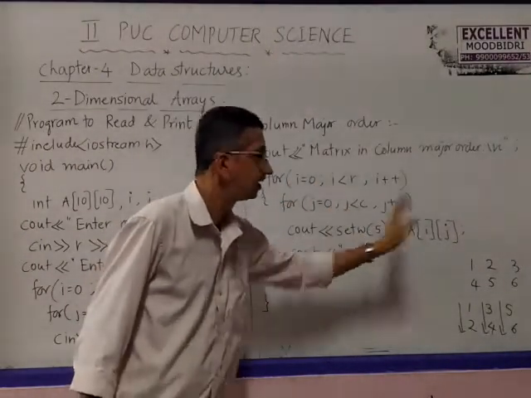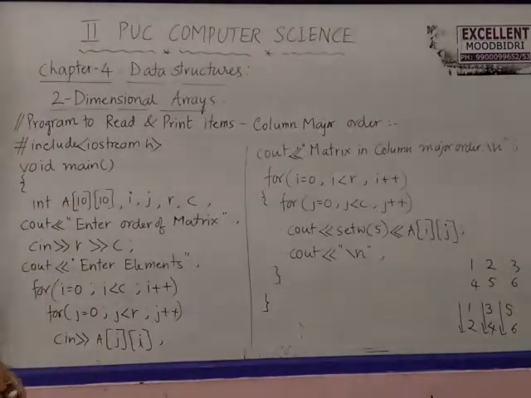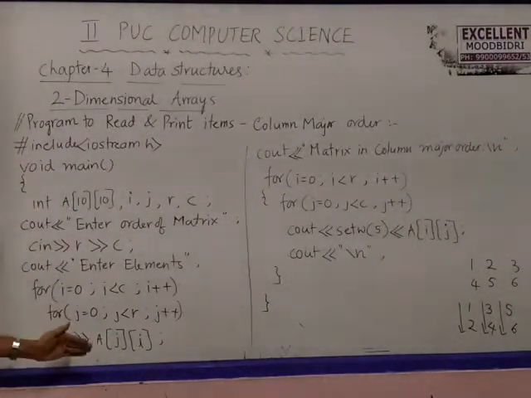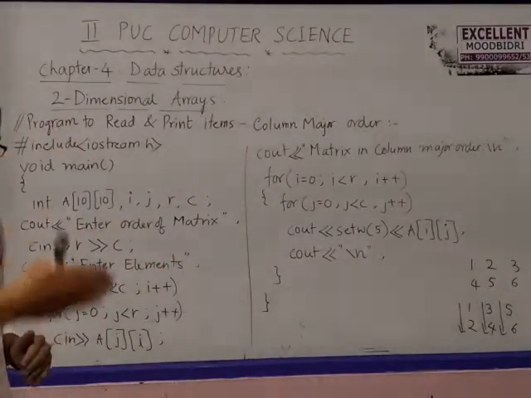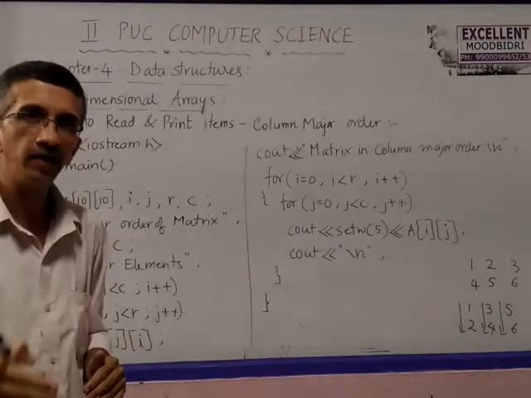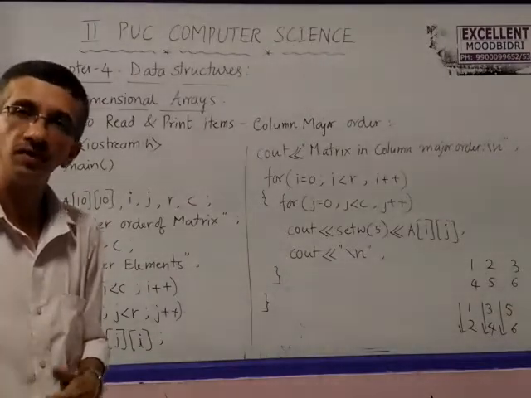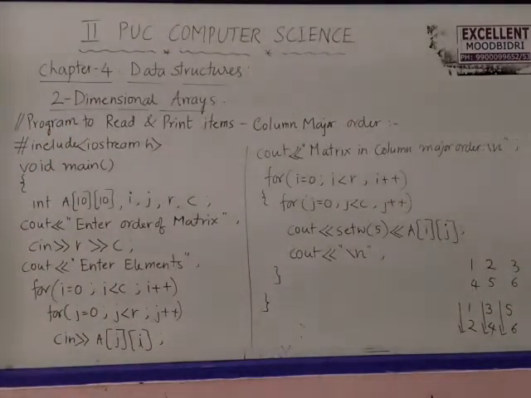Next, I and J only. Hope you have understood this. The only difference here is when we enter the items, that is how they will be stored in the memory locations: first column items first, second column items next, and the next column items next, like this. Column major order. Hope you understood this.